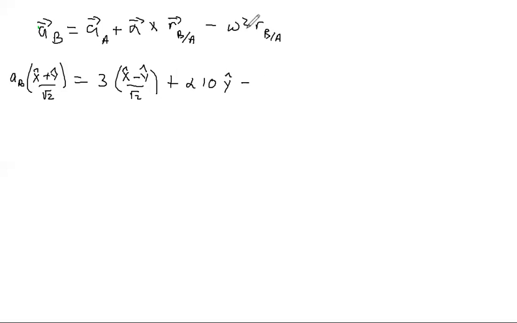and then minus omega squared. Well, omega was 0.28, so omega squared is 0.078. So that's going to be 0.0784. I may have lost some digits there with rounding, but close enough. Times 10, coming from here, x hat.